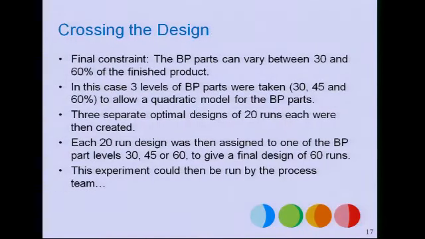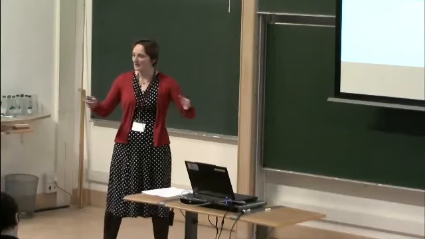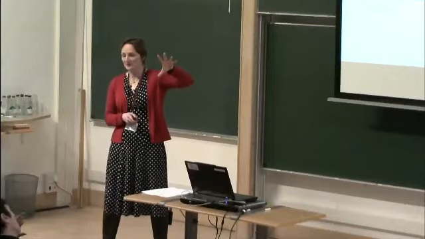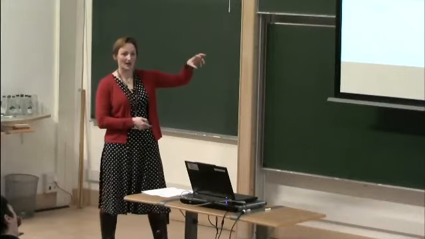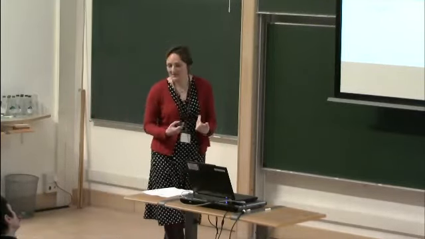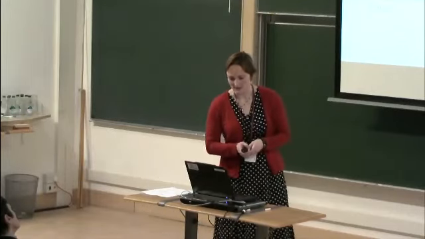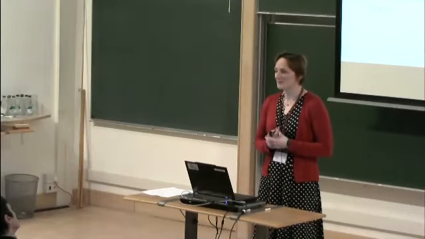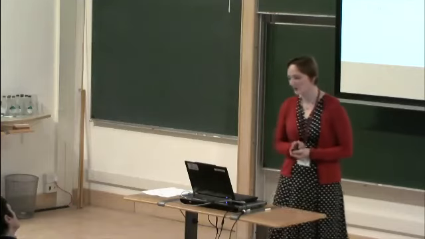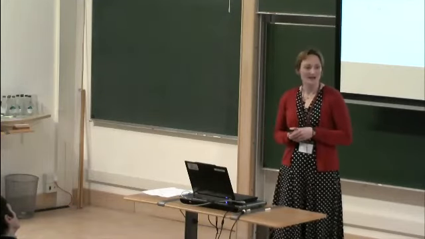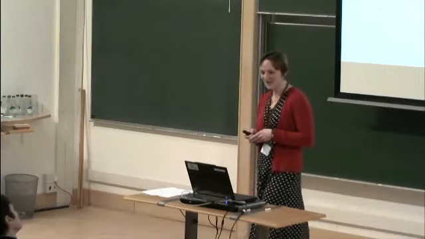Basically, the design gets crossed based on different levels of that base powder. The base powder could be between 30 and 60% of the finished product. Because I wanted to look at that in a quadratic manner, I just chose 30, 45 and 60 and took an optimal subset of 20. I took a different optimal subset each time, so that I ended up with 60 runs at the end of my experiment that I could then go to the process people and give them, this design of 60 runs.